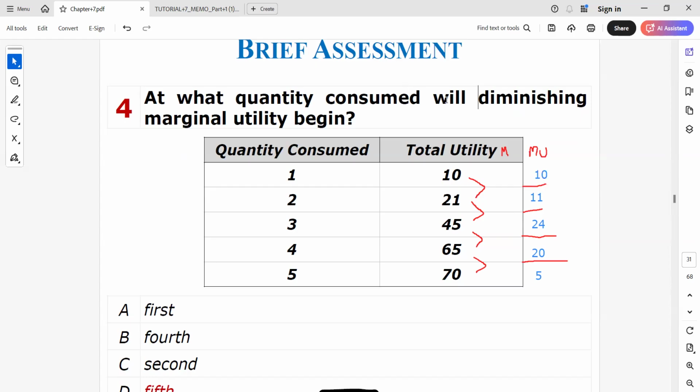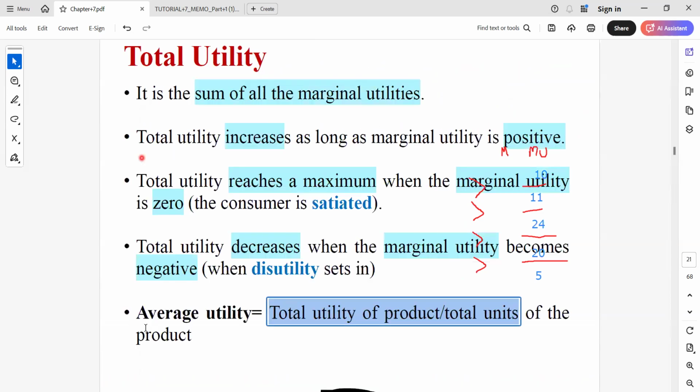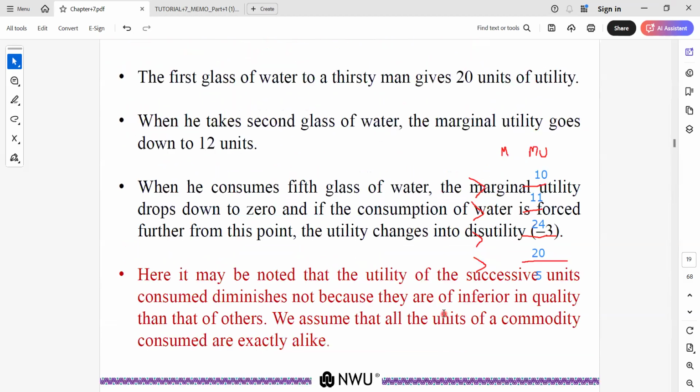at what quantity consumed will diminishing marginal utility begin? So where your marginal utility starts to decrease. So the first unit is 10. Oh, when we're calculating the average, let me just go back. Guys, I just want to go back, I think I said something wrong here. When you're calculating your average utility, you say your total utility divided by your total units. Your total units is 6.